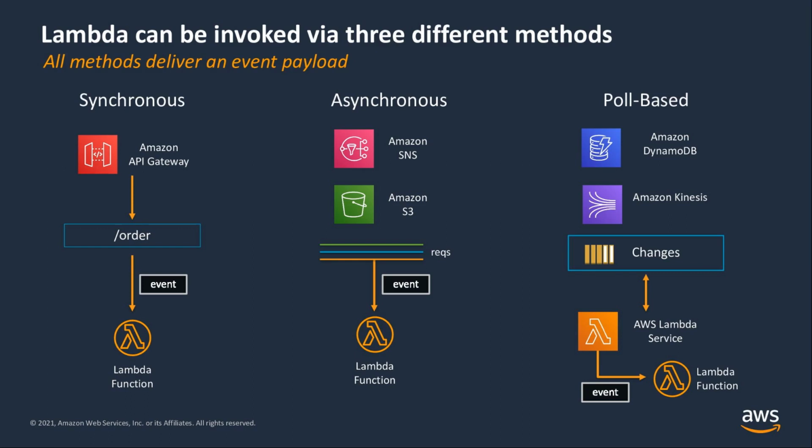Asynchronous invokes, on the other hand, don't wait for a response. Instead, your invoke request gets placed in a queue in the Lambda service, and we process the requests as they arrive. AWS services that can invoke Lambda asynchronously are services like S3, SNS, CloudWatch Logs, and there are a lot of other ones as well.